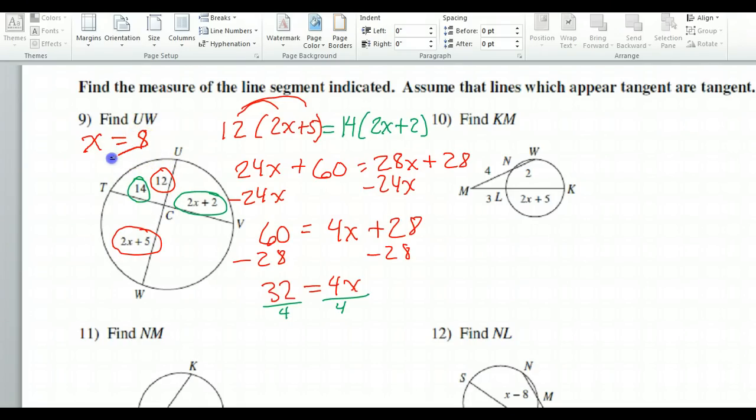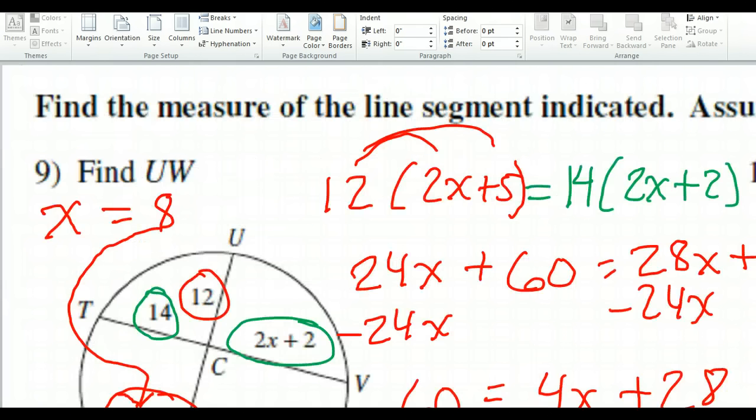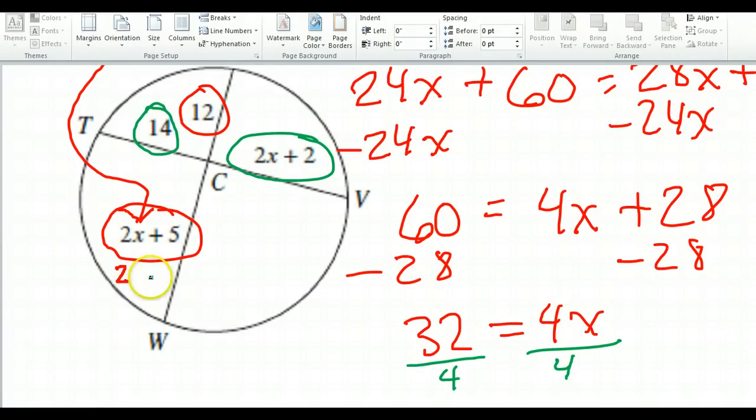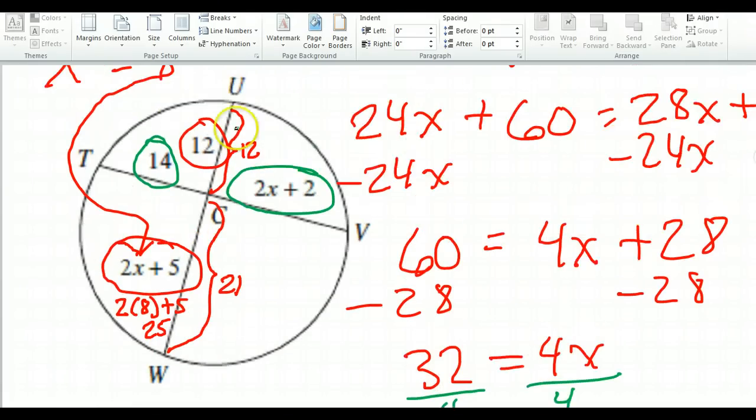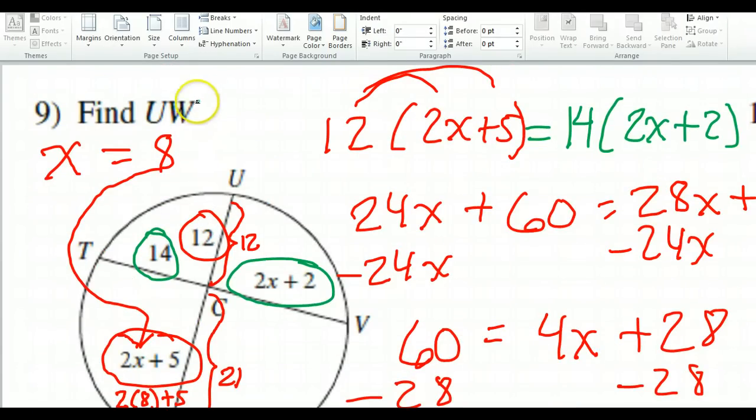So if I take this 8 and I put it in right here, I feel like I have to zoom in now. Then this is going to become 2 times 8 plus 5. Okay, I don't need that extra parentheses. So that is 16 plus 5, which is 21. All right? So that means this CW here is 21. And you see it's already marked that this part here is 12. So the whole thing from U to W is 21 plus 12, so that's 33. So that's why UW is actually equal to 33. Whew, that was close.